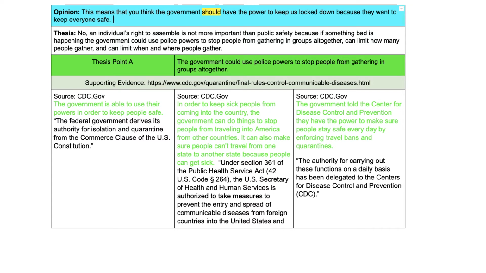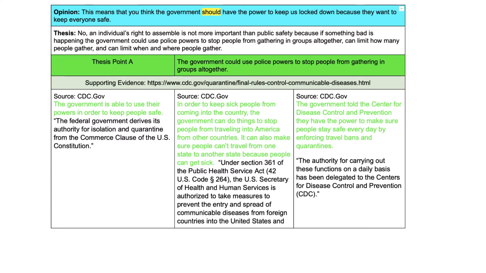So in the actual essay, in the first paragraph, you're going to write about thesis point A, which is, again, the government could use police powers to stop people from gathering in groups altogether. So the government's going to stop people from gathering. How do they do that? The lettering in green is our words. We took the evidence from the CDC's website, which is right here, and we're going to use our words and then back up those words with evidence.